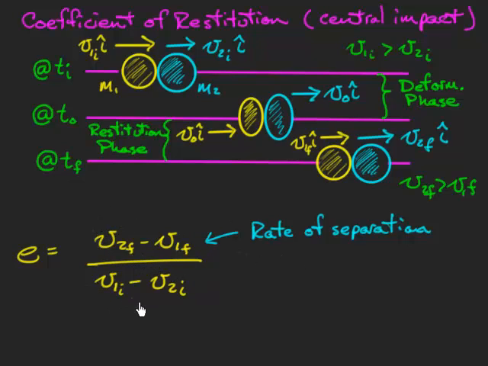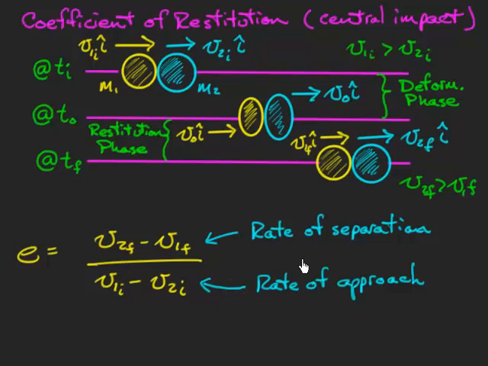And if you look at the bottom one, v1i minus v2i, what can I say about v1i and v2i? v1i is the bigger one. So therefore the denominator here is also a positive number. I have a positive number divided by a positive number, so e is going to be a positive number. And if you think about it, this difference means the rate of approach of the two objects.